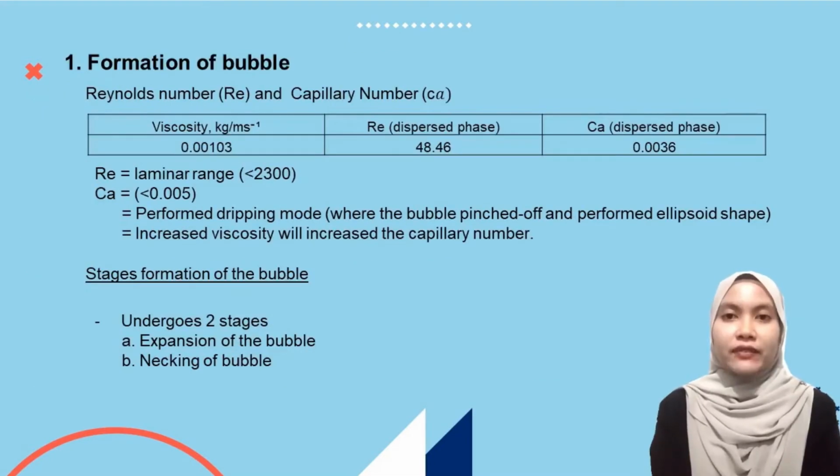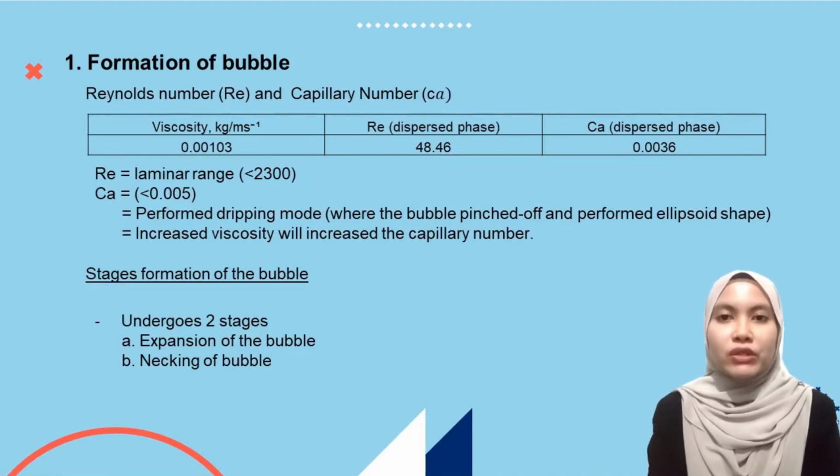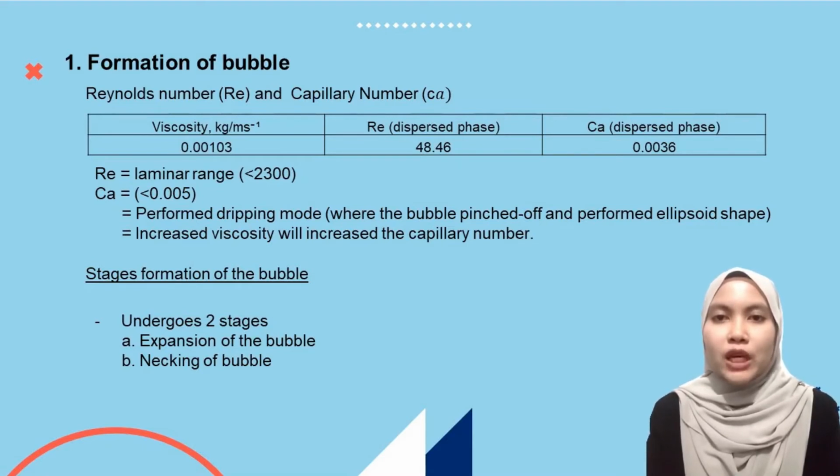On the next slide, the first result obtained is the formation of bubble. The first things that were identified were the Reynolds number and capillary number. As this simulation is used in investigating dispersed phase viscosity, which is 0.00103, the Reynolds number is calculated using a parameter from the dispersed phase. From the result, it can be said that the Reynolds number is in the laminar range because it's lower than 2300.